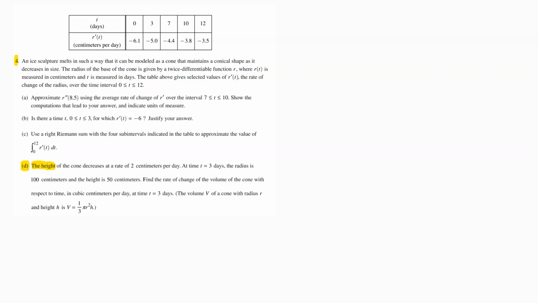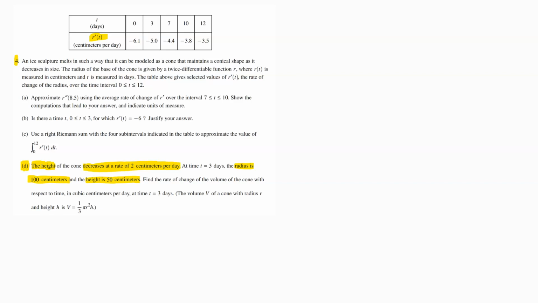And then they start talking to us about the height of the cone decreasing at a rate of 2 centimeters per day. So all of a sudden they're talking to me about a rate of change going on with that height. Then as you read through the rest, at time 3, the radius is given. The table up here is talking about r primes, so this is really the first time we've talked about the radius itself. Then the height is a specific amount at that point in time.